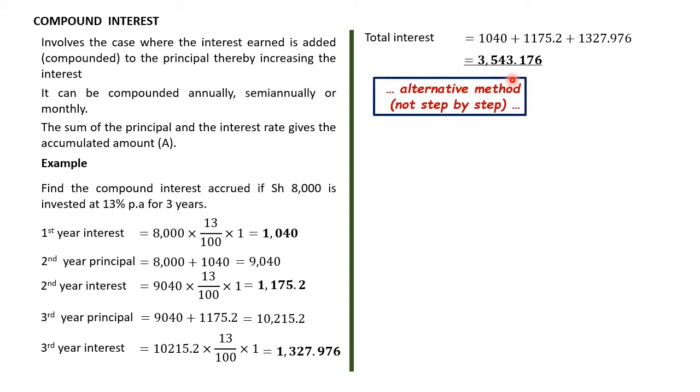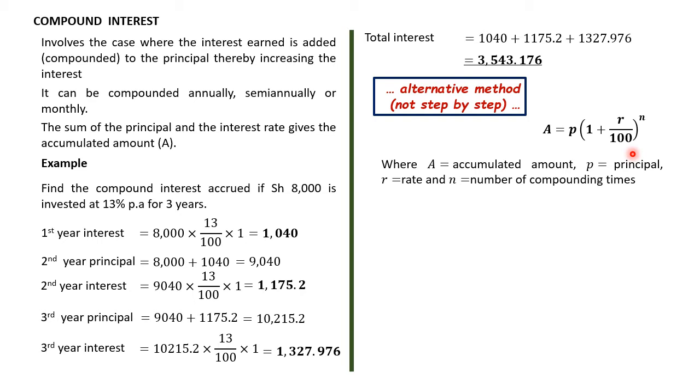Now, this process is very lengthy, and therefore we have an alternative method. This step-by-step can be very lengthy, especially if the compounding periods are many, say 10 years or so. Now we have the formula for compound interest, which normally reads A equals P in brackets 1 plus R all over 100 raised to the power n, where A is the accumulated amount. I said that at the beginning. That's the principal plus the compound interest. Then principal, we know, is the amount that the person deposits at the bank. The rate is the rate of interest that's used by that bank for compound interest, and n is the compounding times.